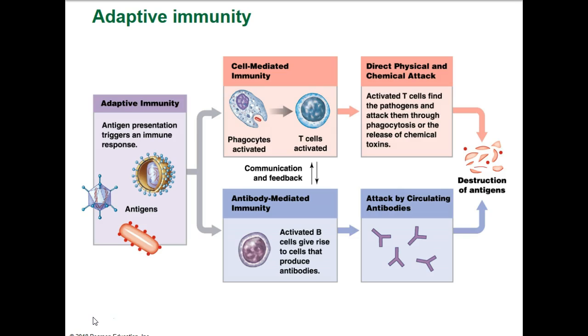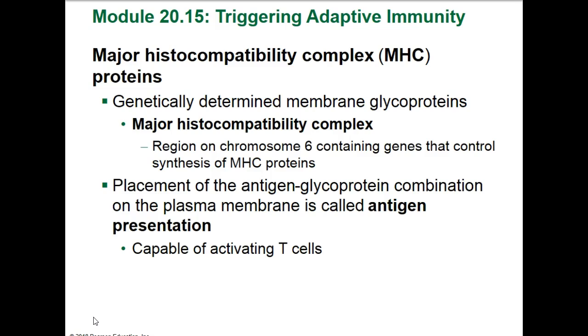If T cells get activated, the T cells go out and find the pathogen, they attack them directly, or they release certain toxins that kill the microorganism, the antigen. In the case of the B cells, they will develop into plasma cells and produce antibodies that then attack the antigens. And we'll talk about the different ways that antibodies work.